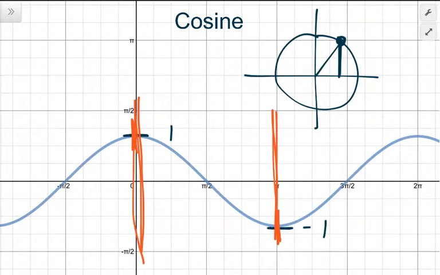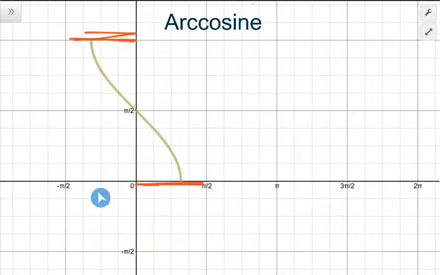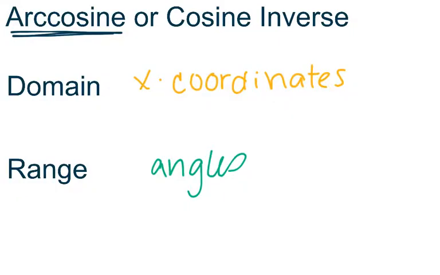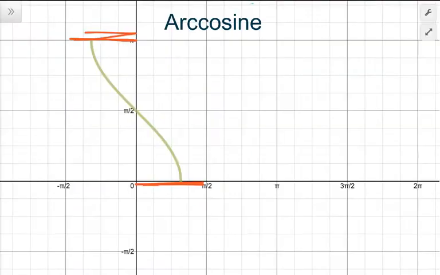Similarly, for the inverse, the domain is from -1 to 1 for the cosine, and the range is from 0 to pi. So we've just restricted the values that we're working with to ensure that we've got an actual function here. Based on this graph, we can go ahead and fill out our domain and range for our arc cosine function. So the domain is going to be from -1 to 1, and our range is going to be from 0 to pi.